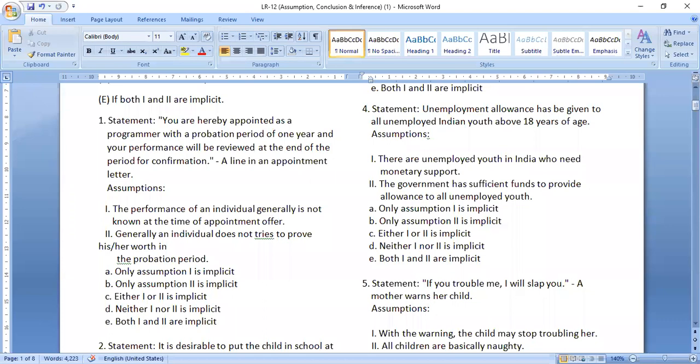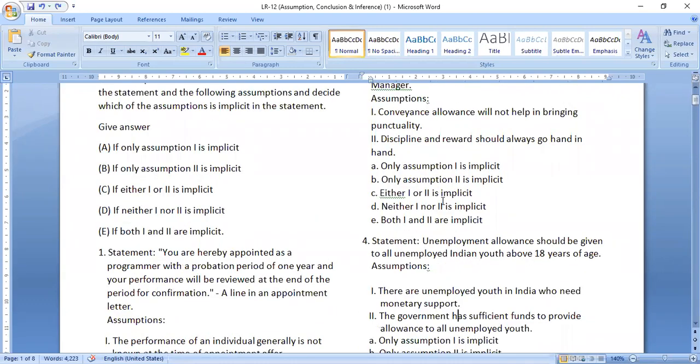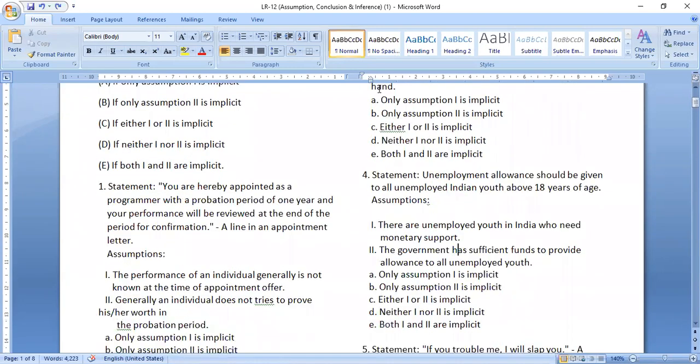Unemployment allowance has been given to all unemployed Indian youth above 18 years of age. Then yes, because it has been given, it means that the government has sufficient funds. Otherwise, it wouldn't have been able to give, right? So in that case, yes, it would have been E, but in this case, it is A, because only statement 1 may be implicitly inferred from the statement.